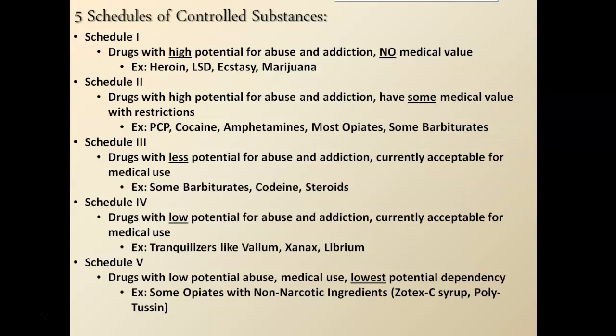And then Schedule 5 is the least severe case. These are drugs with low potential for abuse, medical use, and low potential dependency. A lot of the opiates with non-narcotic ingredients, like your cough syrups, will actually fall under this, but not just your typical cough syrup, but a cough syrup that has been prescribed to you by a doctor. Okay, if it's not prescribed, then that's a charge.